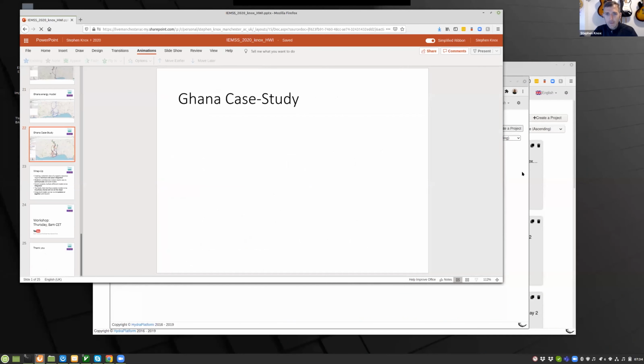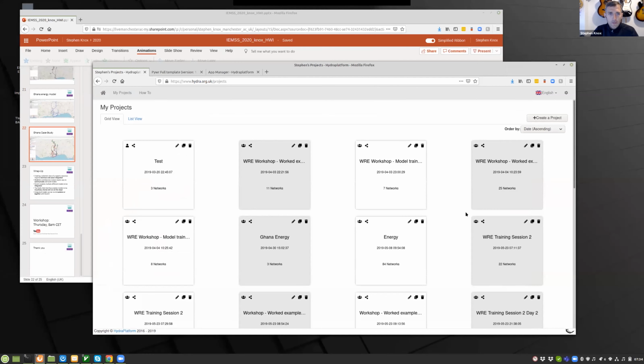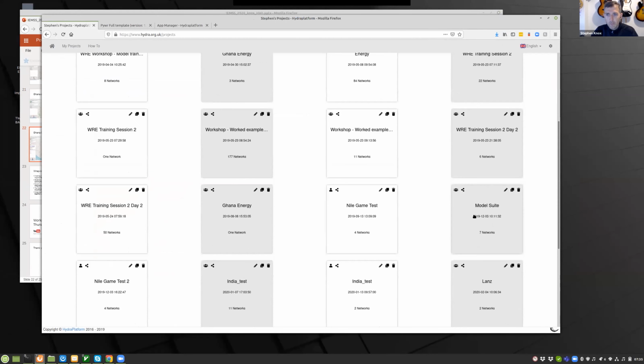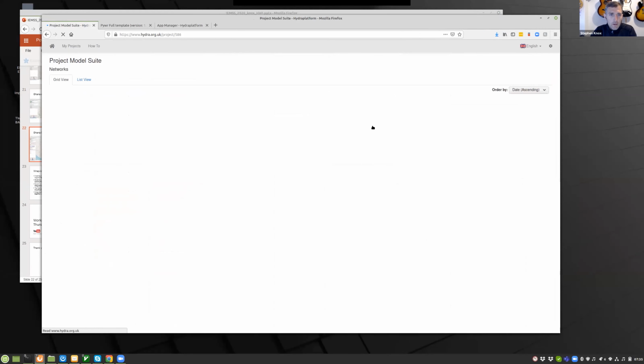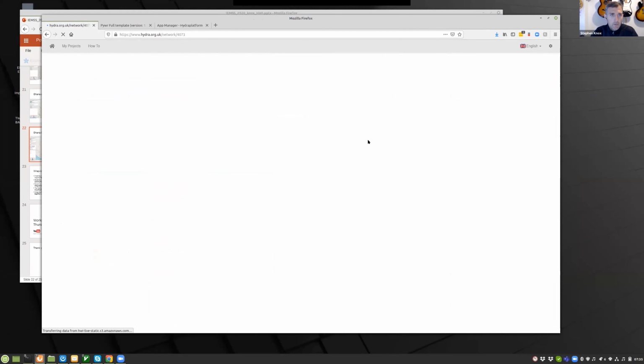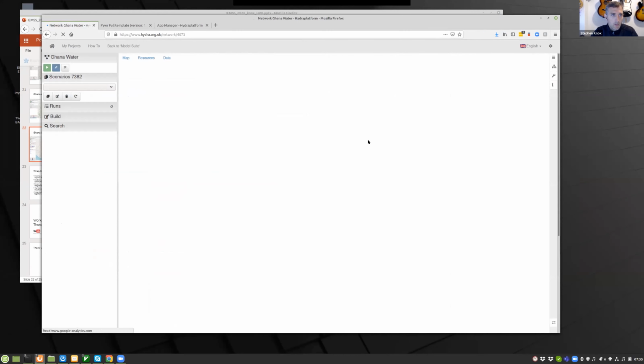Thanks. Okay, so here is the system. This is a set of folders. You can think of them as folders. The one I'm going to go to is Model Suite that I've prepared for this. Inside of here, you can see that there's lots of different types of models. In the background of all of these different models, something different is happening. But the nice thing about the system is it allows you to see a very similar interface for everything. I'm clicking on the Ghana water model.